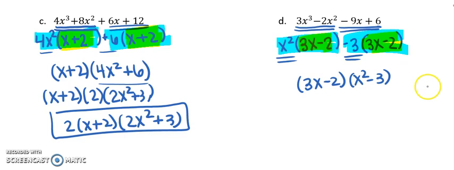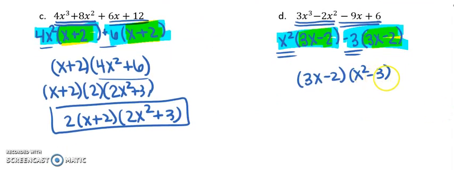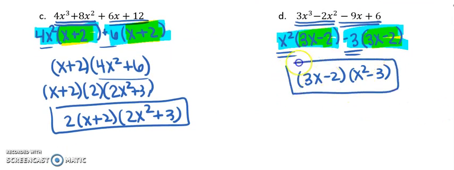Now you can't go further with this like we did up here. This was a perfect square, 16 was a perfect square, but 3 is not a perfect square, so that is as far as you can go with that. And that takes care of that.